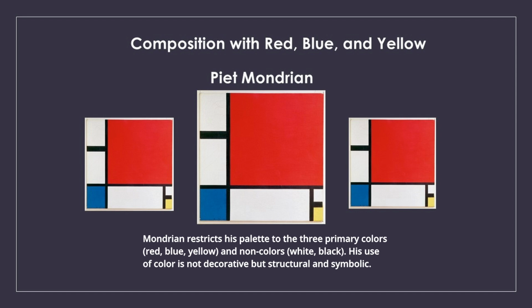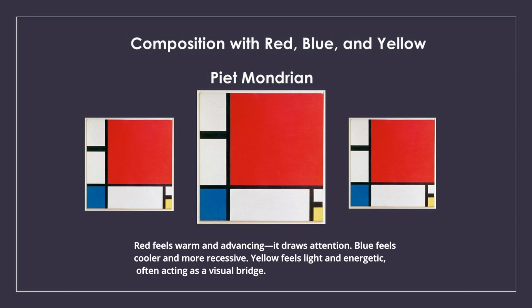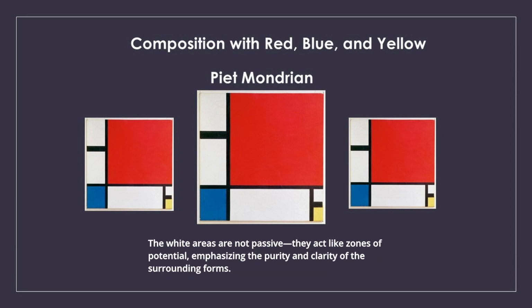His use of color is not decorative but structural and symbolic. Each color has a kind of spatial and emotional weight. Red feels warm and advancing, it draws attention. Blue feels cooler and more recessive. Yellow feels light and energetic, often acting as a visual bridge. The white areas are not passive, they act like zones of potential, emphasizing the purity and clarity of the surrounding forms.